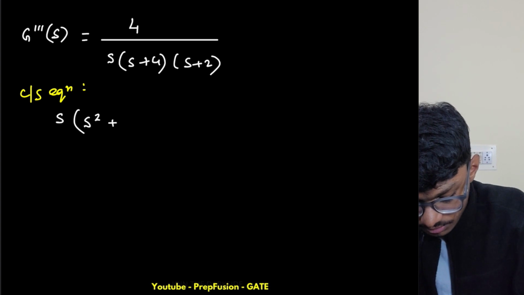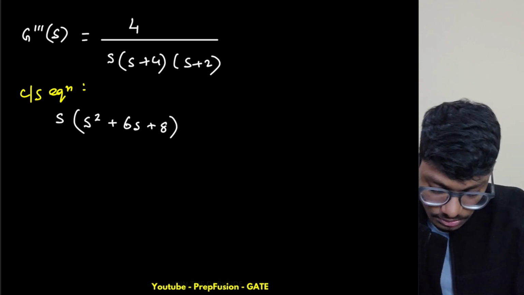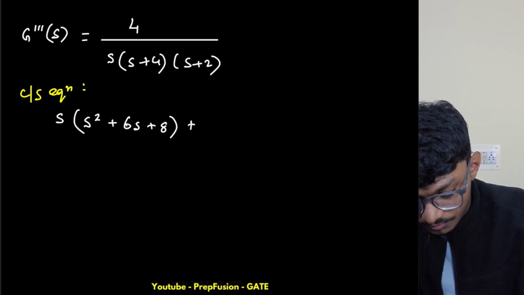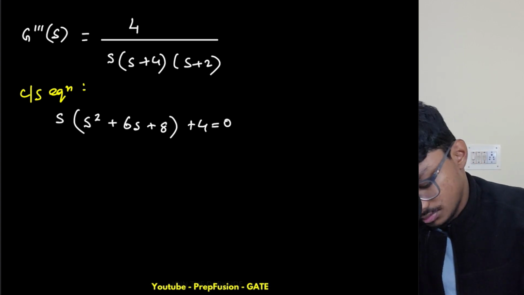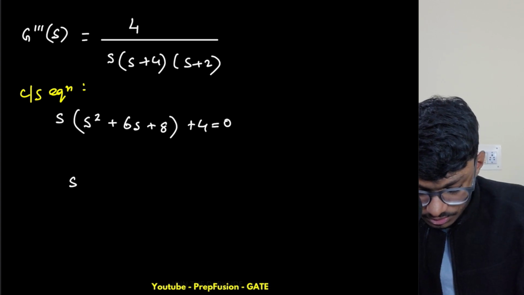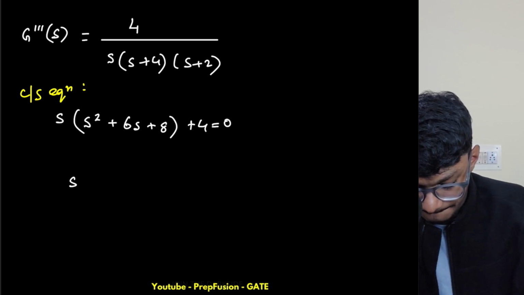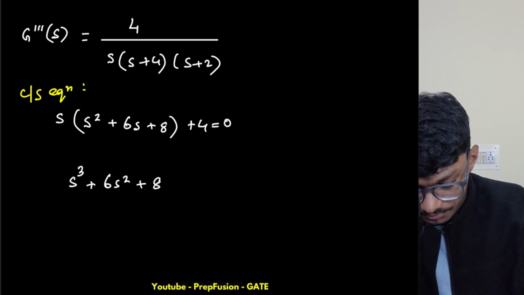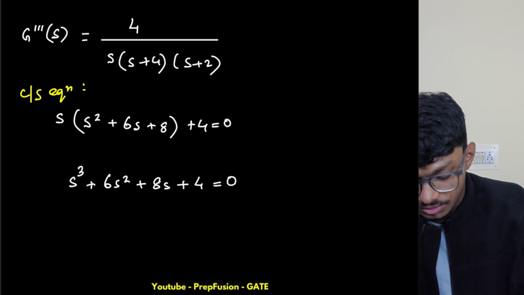S square plus 6S plus 8 equals to plus 4 equals to 0. So S cube plus 6 S square plus 8S plus 4 equals to 0.